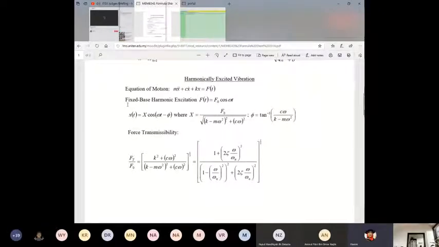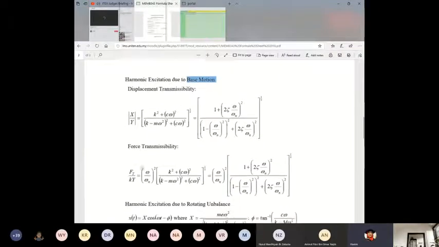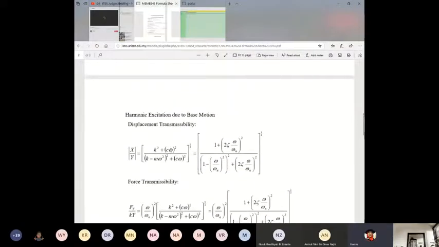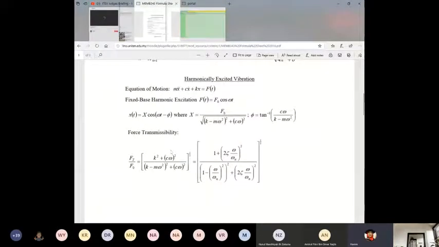We're going to take a look at 3 cases: what we call fixed base, then the second case is base motion, and then you have rotating unbalance. Those are the 3 cases that we're going to take a look at in chapter 3. So far, lecture 6 is for undamped, where your C is 0. Lecture 7 is when your C is not equal to 0. You're going to watch the video after this for lecture 7.